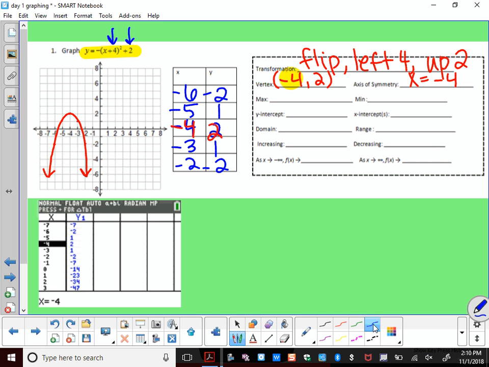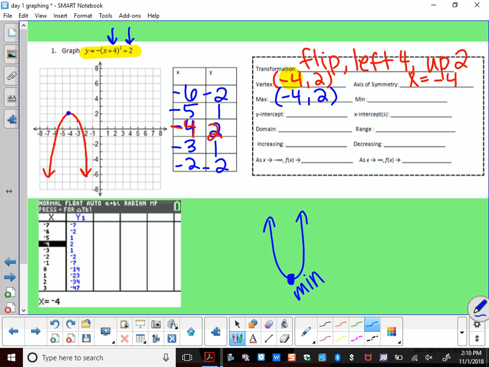Do I have a max or a min? Max. You have a max. So your max is the same as your vertex. I always ask myself, do I have a high point on the graph or a low point? This is a high point because the whole rest of the graph is below you. If it was like this, you would have a low point on the graph. So that would be min. That makes sense?